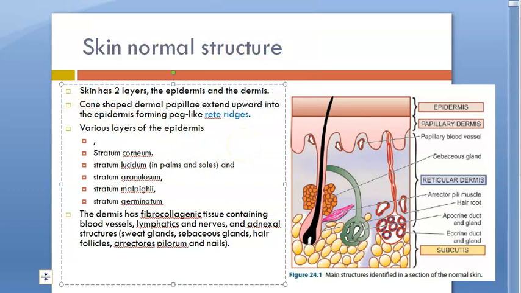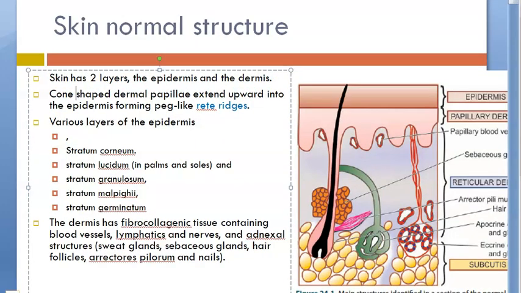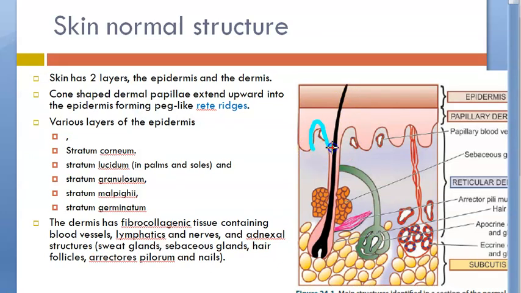Cone-shaped dermal papillae extend upwards into the epidermis, forming peg-like rete ridges. Actually, I don't feel like it's extending upwards. I feel like it's more like extending downwards. But anyway, see, the reticular dermis is extending upward, you can say like this. Right? Cone-shaped dermal papillae extending upwards into the epidermis, forming peg-like rete ridges.